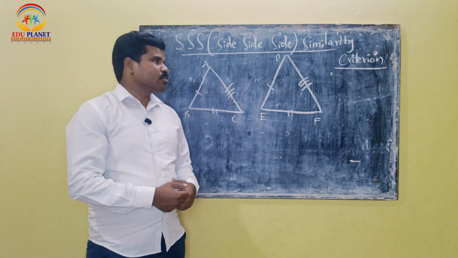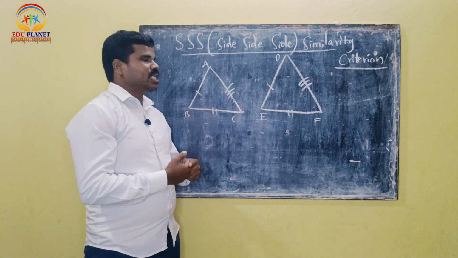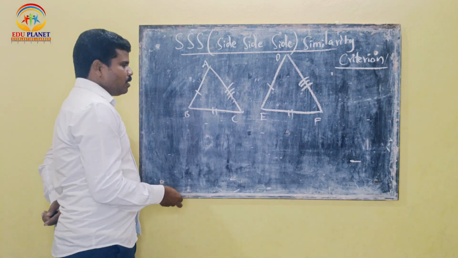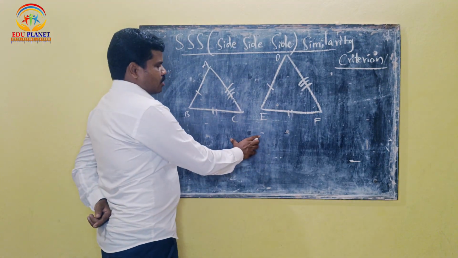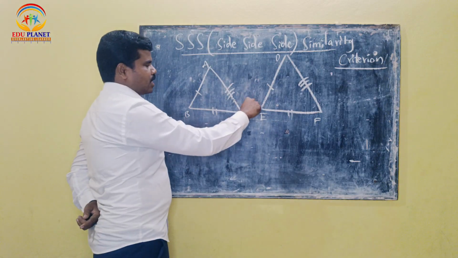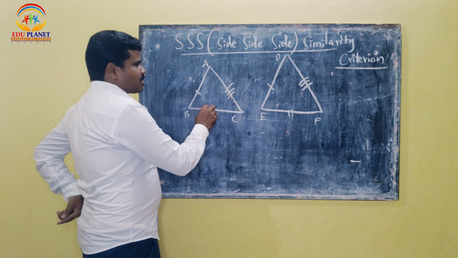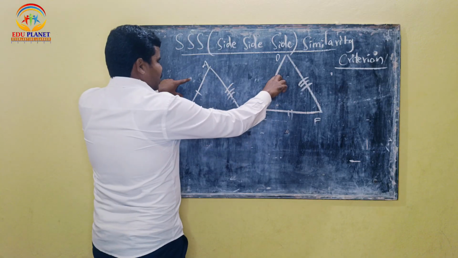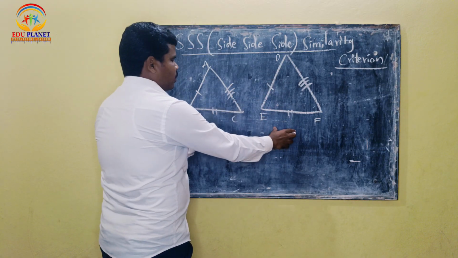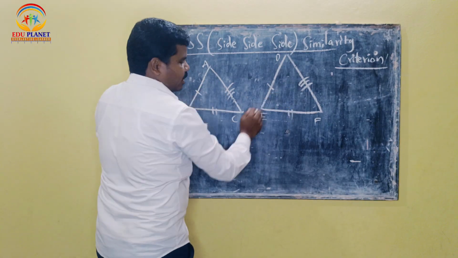The first similarity criteria is SSS. SSS stands for side, side, side. This is very easy. See here, I have taken two triangles, triangle ABC and triangle DEF. Here, corresponding sides are AB and DE, one set. Second set of corresponding sides, BC and EF. Third set, AC and DF.